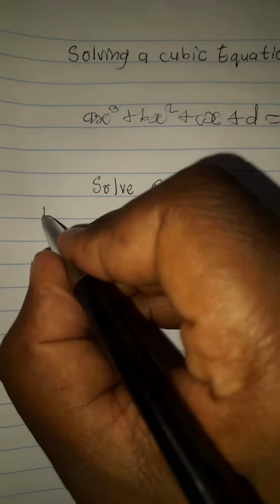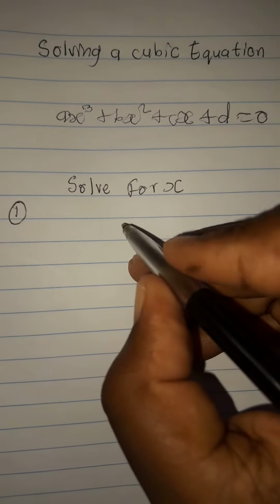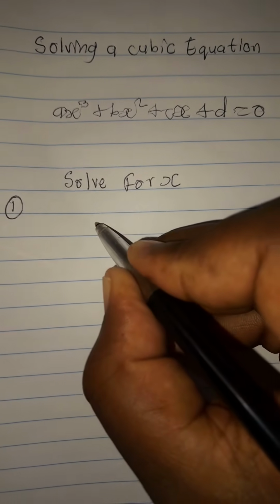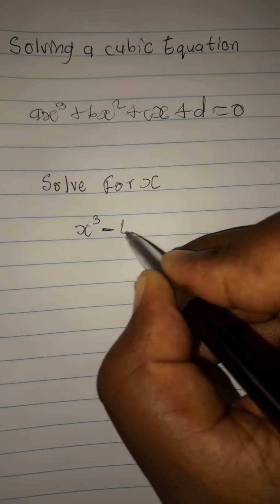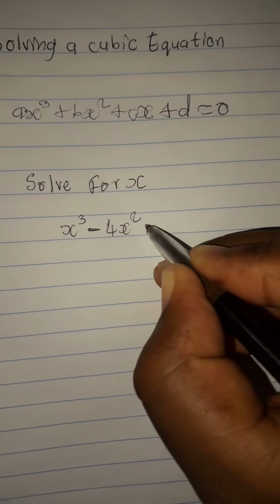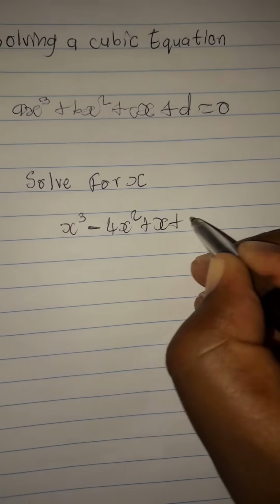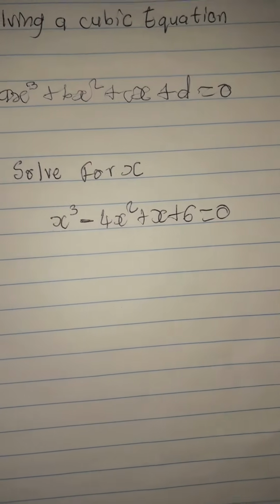Okay, let's consider we are required to solve for x. So this is our first question. We are required to solve for x. We are given x cubed minus 4x squared plus x plus 6 equated to 0.